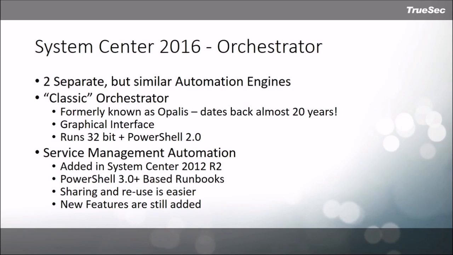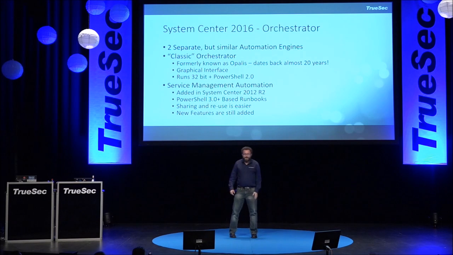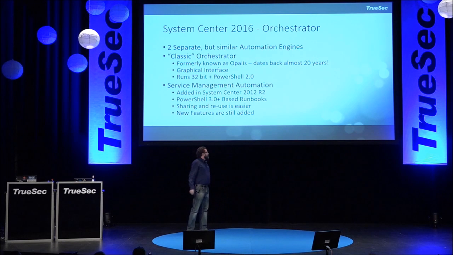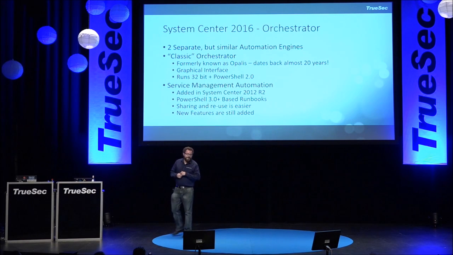In Orchestrator, we have 2 different parts of Orchestrator. We have the classic, or we have 2 automation engines. One of them I usually call the classic Orchestrator. The classic Orchestrator was formerly known as Opalis. Was anybody using it when it was called Opalis? Oh, one. That's good. It is actually the first. I tried to find a specific date yesterday, but I found an article from 1998 saying, here's the new system called Opalis Robot, which will automate your environment. So it's been here almost 20 years.